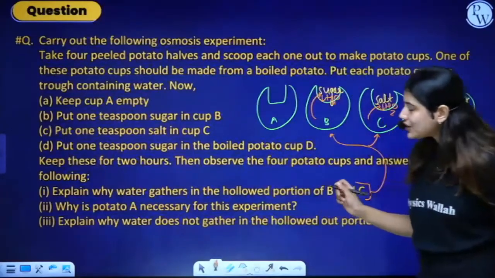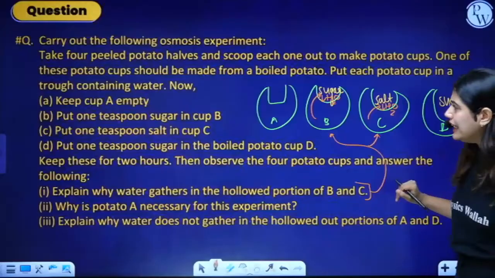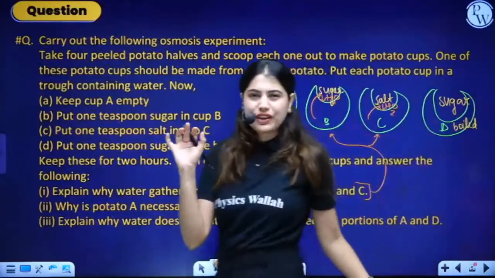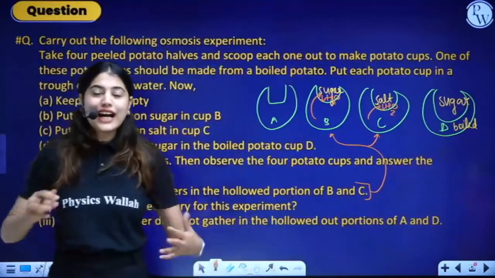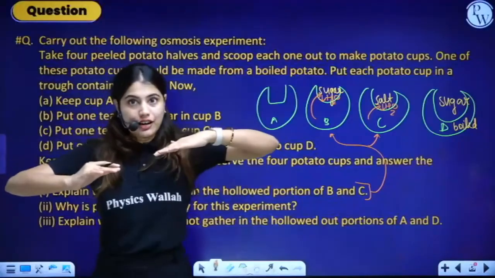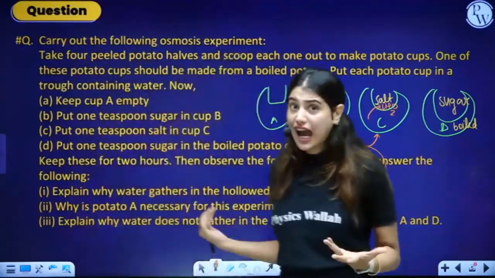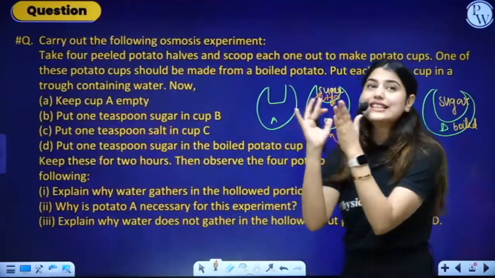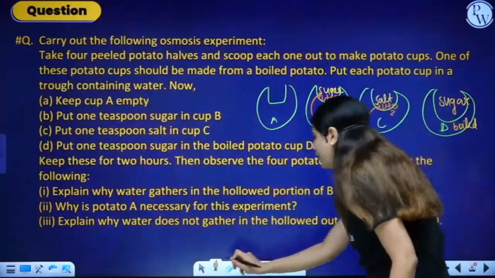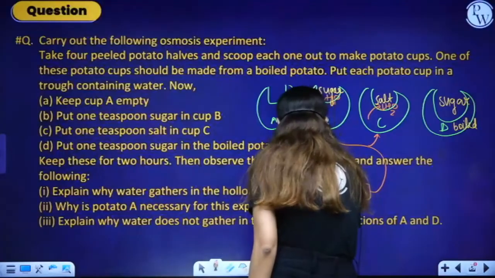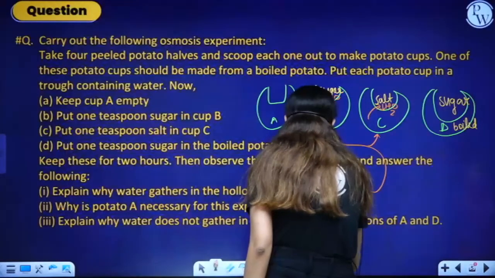Right? Next question. Why is potato A necessary? Why are we keeping A? A is like a control, right? So we can compare it. We can compare if we do not add anything, then what happens, and if we add anything, then what happens. So basically for comparison, for a control.